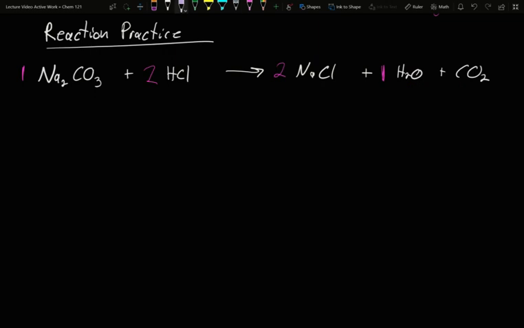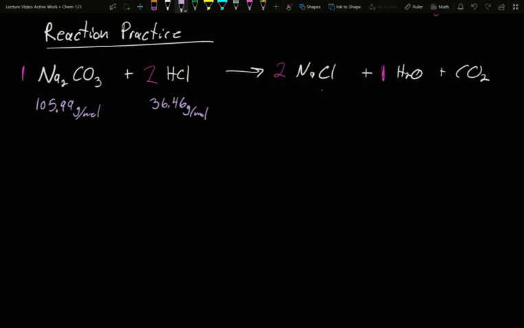In terms of molecular masses, if we add them up, two sodiums, one carbon, three oxygen, it's going to be 105.99 grams per mole. An H and a Cl, hydrogens 1.008, chlorines 35.45, so it's going to come out about 36.46 grams per mole. Remember, your molecular mass is just the formula. The fact that there is two hydrogen chlorides in the reaction doesn't change what the molecular mass will be. One formula unit of HCl is 36.46 grams per mole.